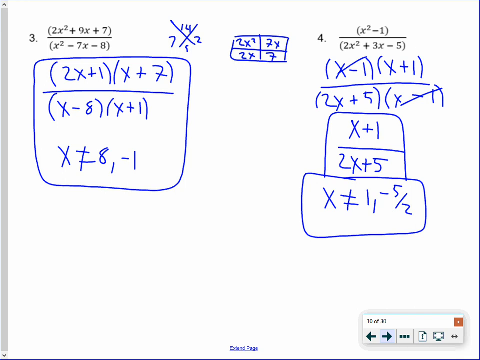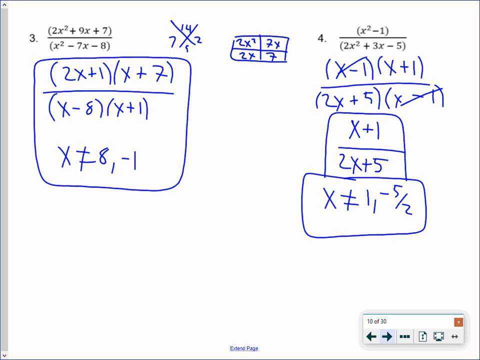And now for number 4. Number 4, we get x squared minus 1 on the top. That factors out into x minus 1 times x plus 1. And the bottom gives us 2x plus 5 times x minus 1. When we simplify, the x minus 1's cancel out, and we're left with x plus 1 on the top and 2x plus 5 on the bottom. And if you tried to find your excluded values, you would have gotten 1 and -5 over 2. Okay?